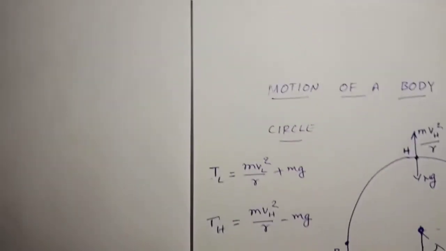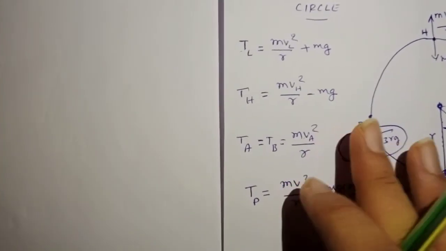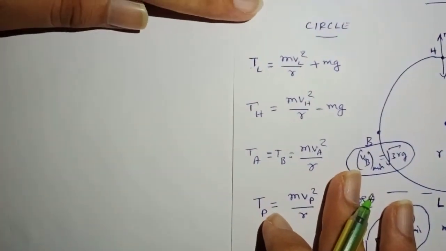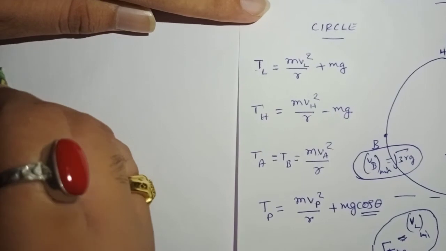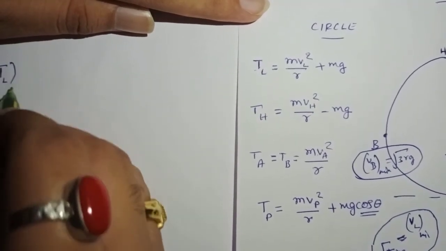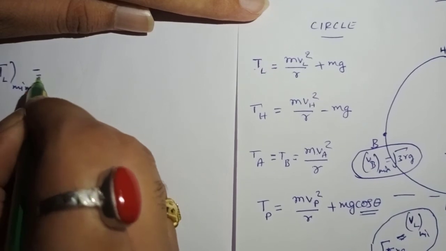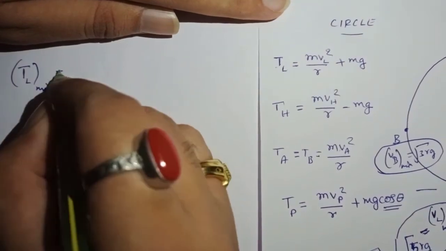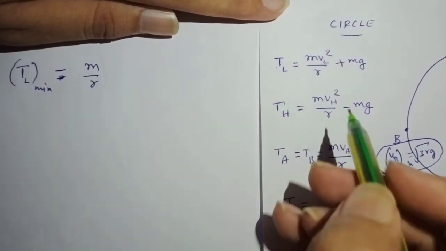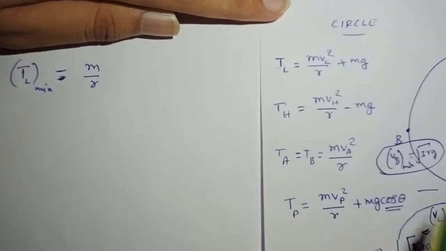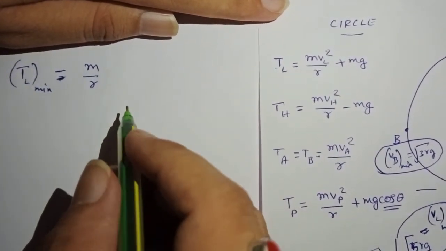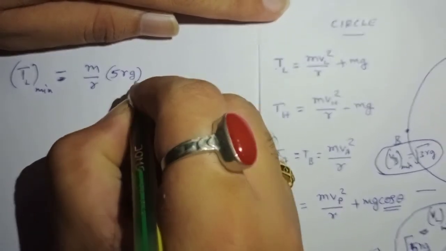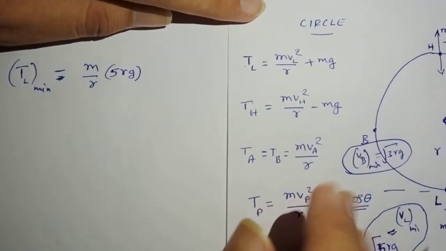in the string. So what are the equations of tension? These three are the equations of tension. TL. Now what is the minimum value of tension? TL minimum is equal to M by R into VL minimum whole square. What is VL minimum? VL minimum is square root of 5RG, whole square is 5RG, plus mg.